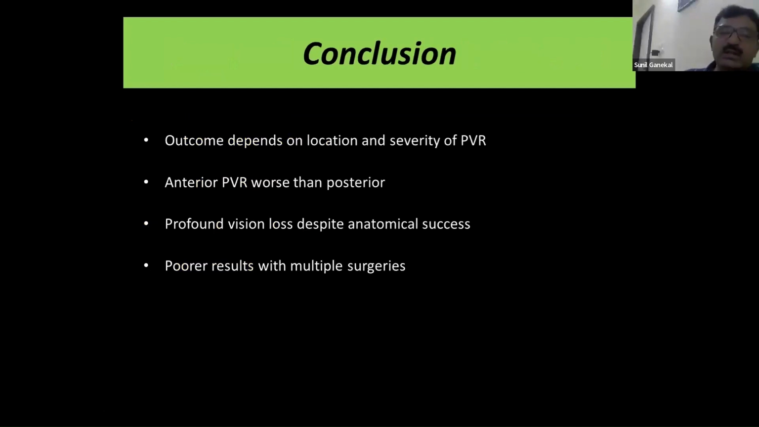One may develop phthisis bulbi. So in conclusion, the outcome in PVR basically depends upon the location and severity of the PVR. Anterior PVR tends to have a much poorer prognosis when compared to posterior PVR. Profound vision loss can occur in these patients in spite of good anatomical success. Poor results are seen with multiple surgeries, so one should take a proper history before planning. Planning is very, very critical in these PVR patients, to decide how to go ahead and what the surgical procedure should be to get a good optimal outcome.